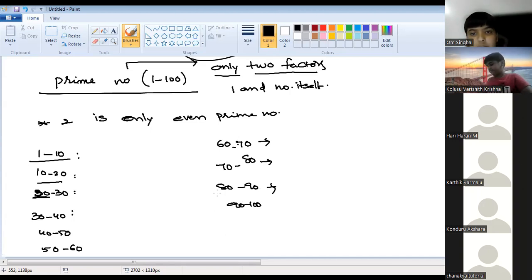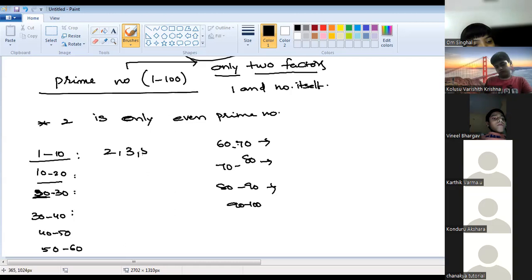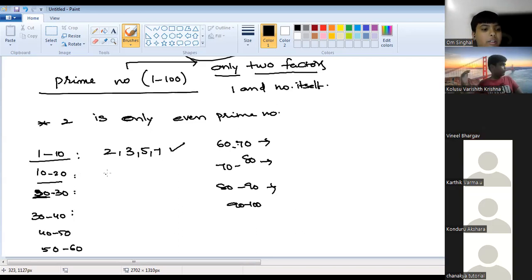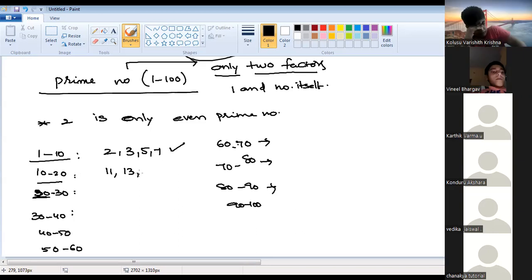Hariharan, please. 1 to 10, what are the prime numbers? 2, 3, 5, 7, ma'am. 2, 3, 5, 7. Very good, Hariharan. Next, Om, 10 to 20. 11, 13, 17, 19. Wonderful.